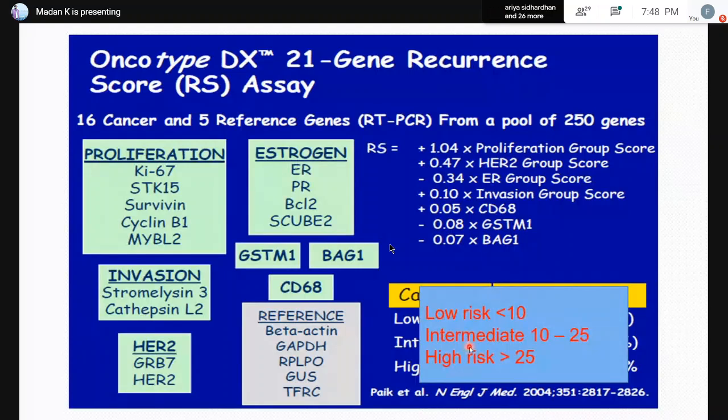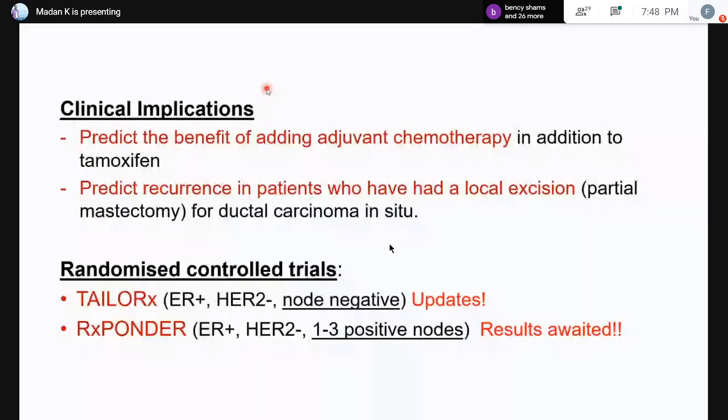Coming to clinical implications, this predicts the benefit of adding adjuvant therapy in addition to tamoxifen, and it also predicts recurrence in patients who have had a local excision. There are multiple randomized controlled trials. The most common and well-known one being TAILORx, and this has shown that Oncotype DX has a favorable outcome and can be used in both treatment and prognosis.